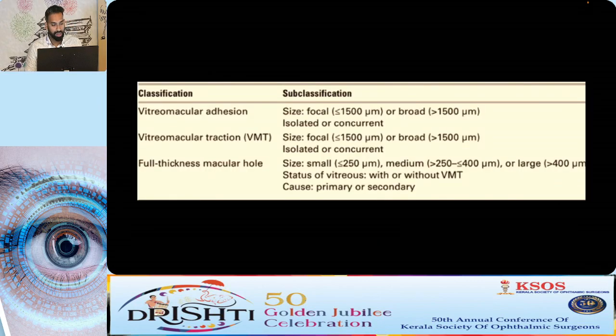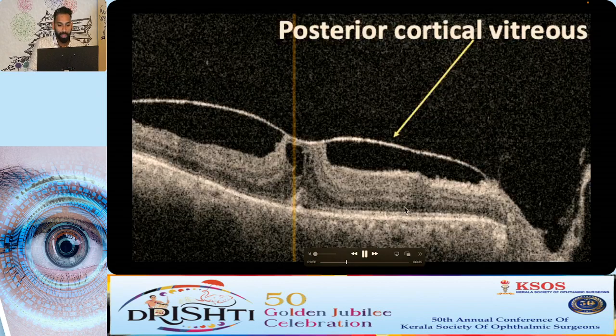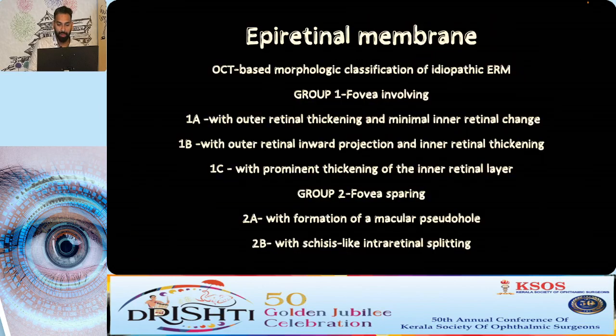Then we have the vitreoretinal interface. One of these is vitreomacular traction and adhesions, like you can see here. Focal VMTs are the ones less than 1500 microns. Broad VMTs are more than 1500, like over here. And then you can see this one, the posterior cortical vitreous, which has a traction towards the macular foveal area. Here you can see there are multiple vitreous planes. So these are all vitreoschisis, which we can see mostly in diabetic cases.